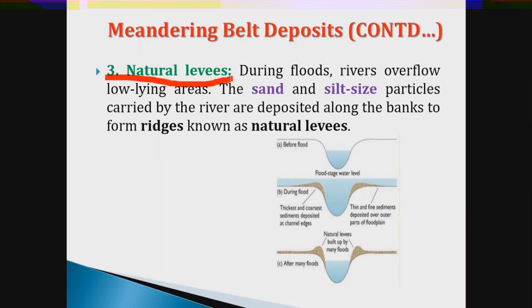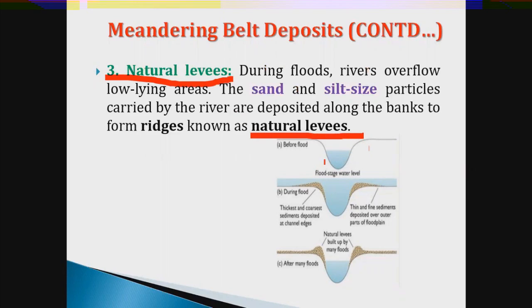During flood overflow, the banks of the river and the areas in the vicinity of the river are affected. After many floods, the flood deposits attain the form of ridges, built up banks, in which case they are known as natural levees.